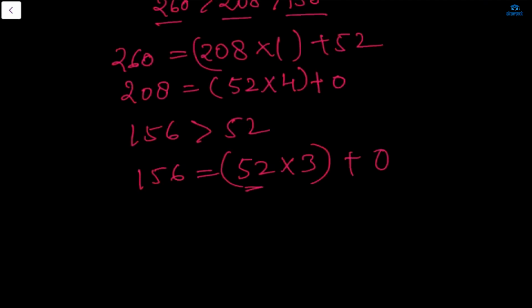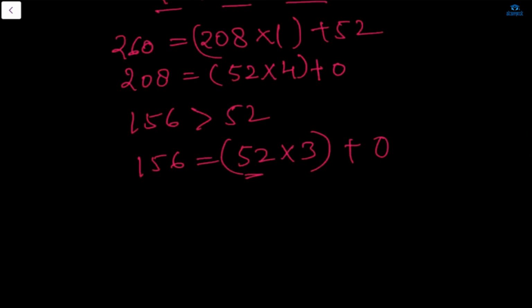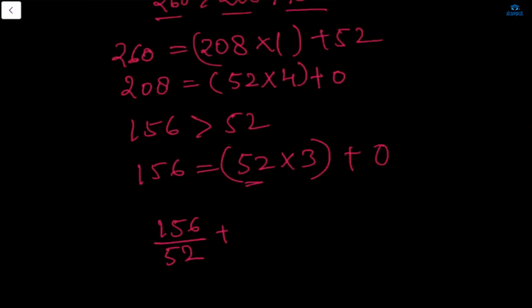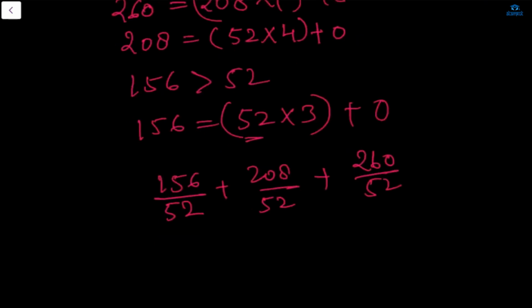Now we have to find the number of buses. In one bus, 52 students will be there. So 156 upon 52 plus 208 upon 52 plus 260 upon 52. You need to divide, so we get 3 plus 4 plus 5, which is 12. You will need 12 buses. Understood?